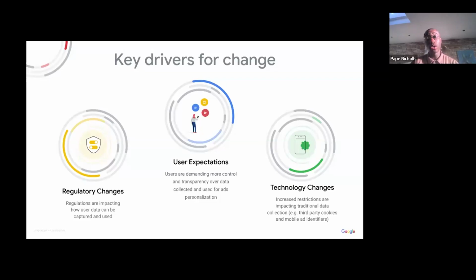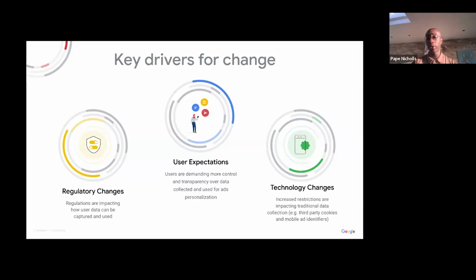First of all, and at its core, they are the user's expectations. They have evolved over the past 10, 15, 20 years, right? And so users are desiring more transparency and control. But at the same time, and probably on the back of it, the regulators' work has also dramatically changed.